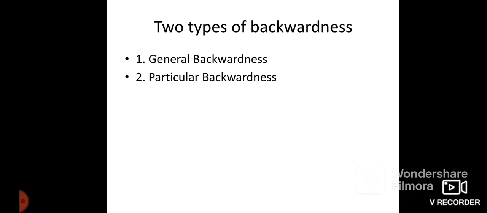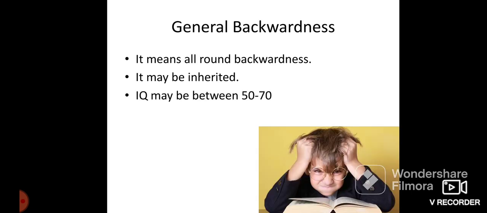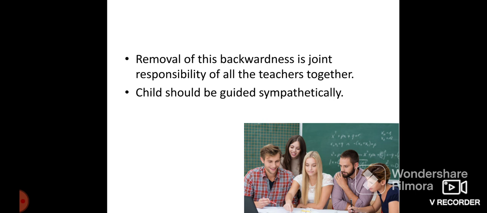So, when we speak about backwardness, possibly there are two types: one is general backwardness, and one is particular backwardness. General backwardness means the child is backward almost overall. If the child is studying 6 subjects, the child is not performing at all in any of the 6 subjects. So it is considered general backwardness, and it may be inherited, and the IQ of the child might be very low, from 50 to 70. The removal of this backwardness is a joint responsibility of the teachers together. A team of teachers working together may help to remove this kind of backwardness, and the child should be guided sympathetically with love in this particular case.